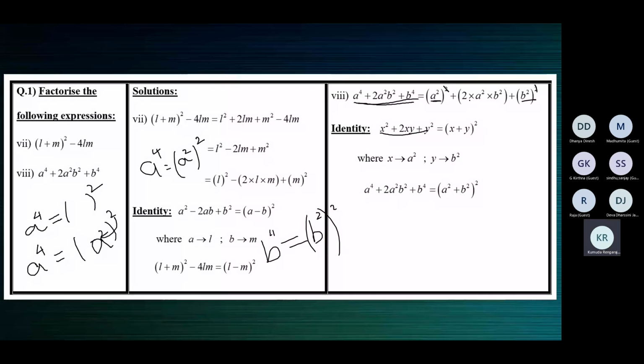We are just writing and checking if it's of the form x squared plus 2xy plus y squared. It may not work also. If it doesn't work, just strike it out and we have to do a different way. Maybe we have to split the middle term. If it does not work, strike it out. That's all.